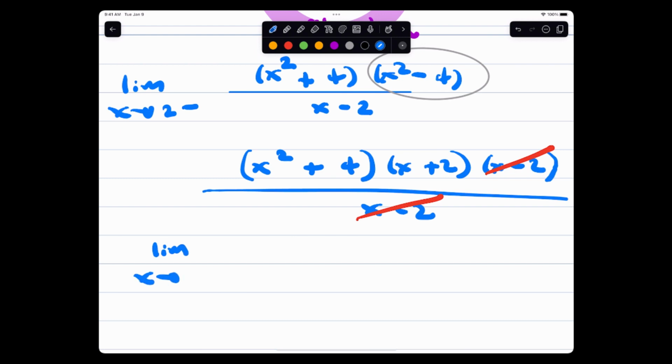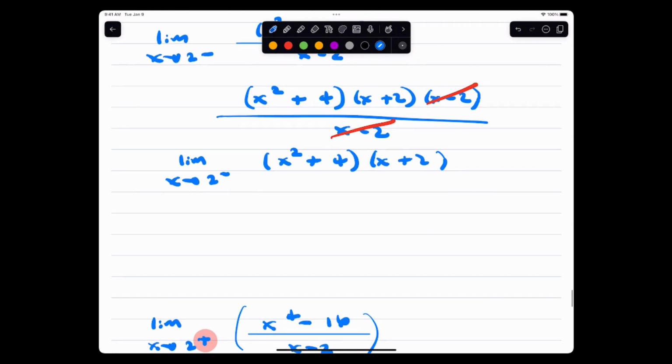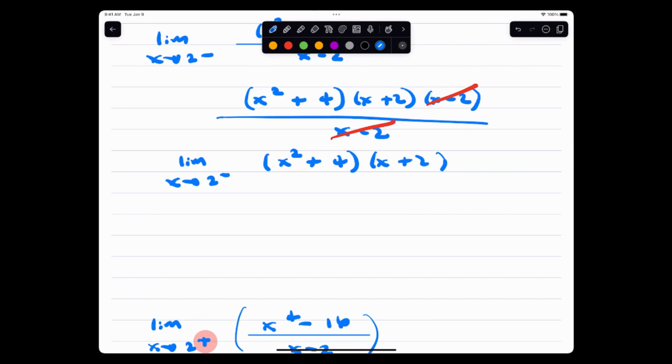Limit x goes to 2 from the left of x squared plus 4, x plus 2. Okay, so you do have some algebra that can be done here. Now, what could you guys do? Direct sub. Plug that in. What do you think's going to happen? What are you guys going to get there? You're going to get what? 4, isn't that 8 times 4, which is? There you go.